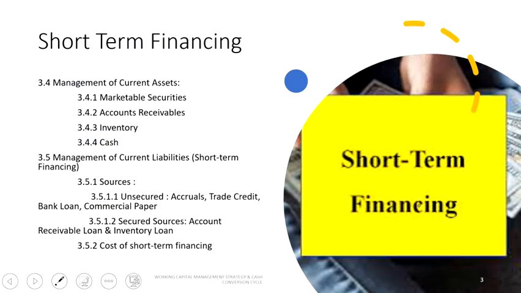Then only we're going to learn about the short-term financing, that is current asset and current liabilities. So dekat current asset ni akan ada marketable securities, account receivable, inventory and cash. Whereas dalam current liabilities ni kita akan belajar pasal sources, that is unsecured sources as well as secured sources. And then kita akan belajar pasal cost of short-term financing.